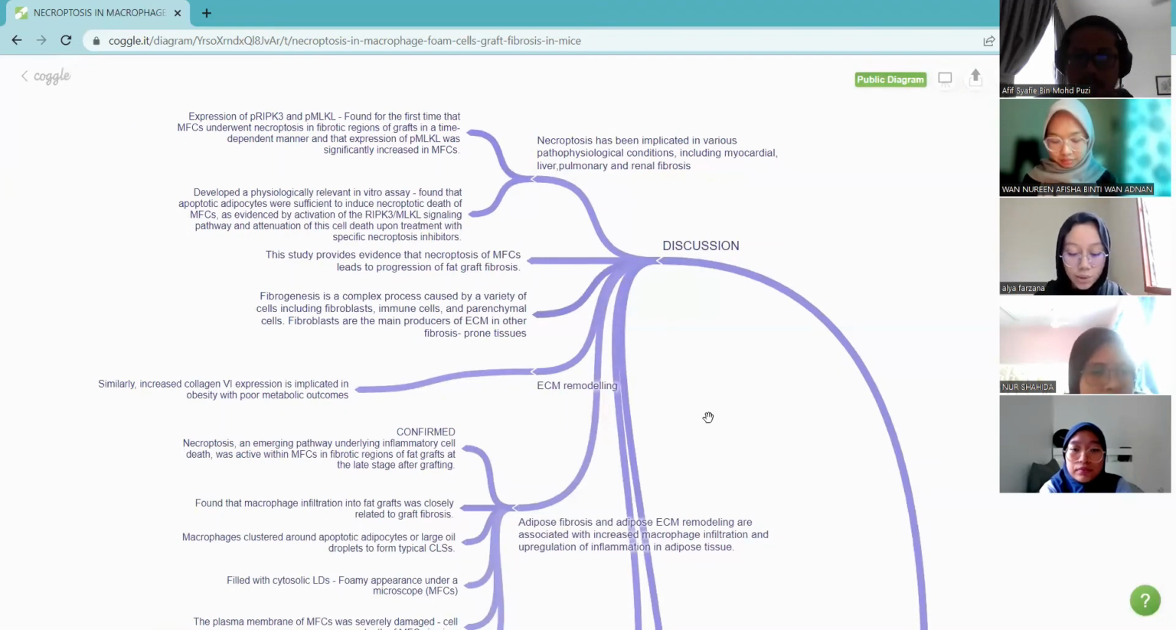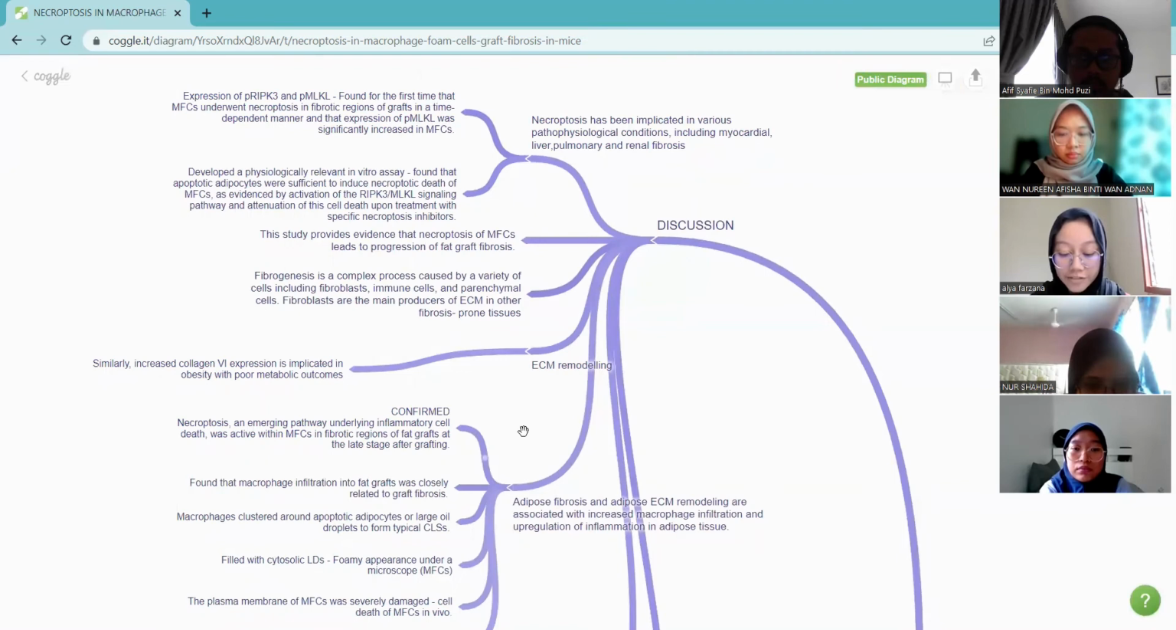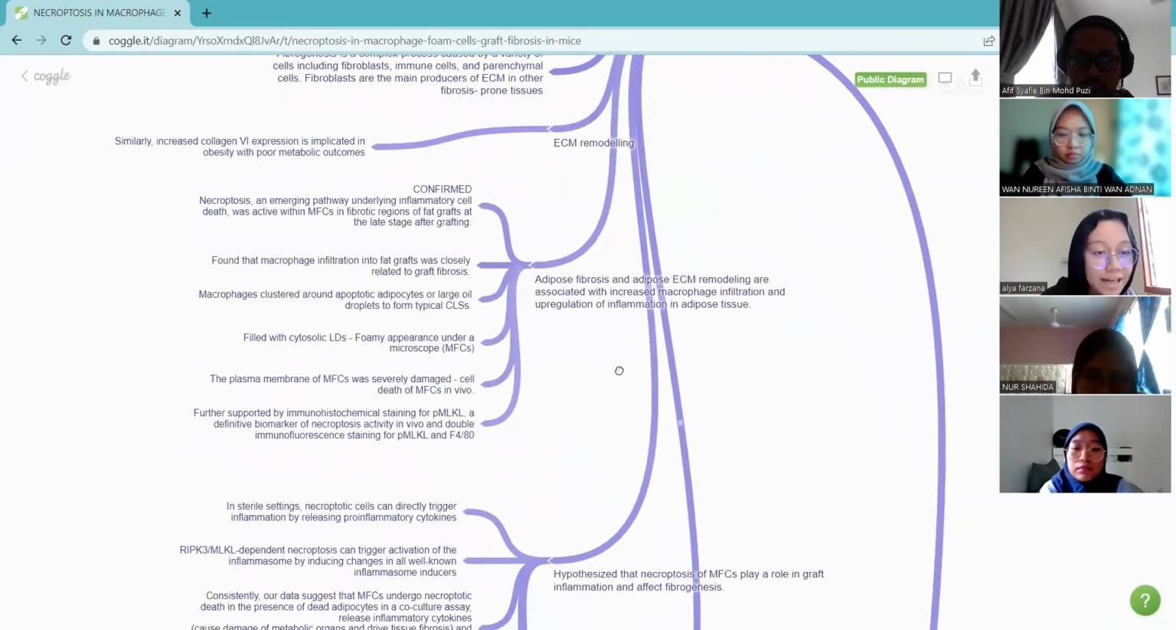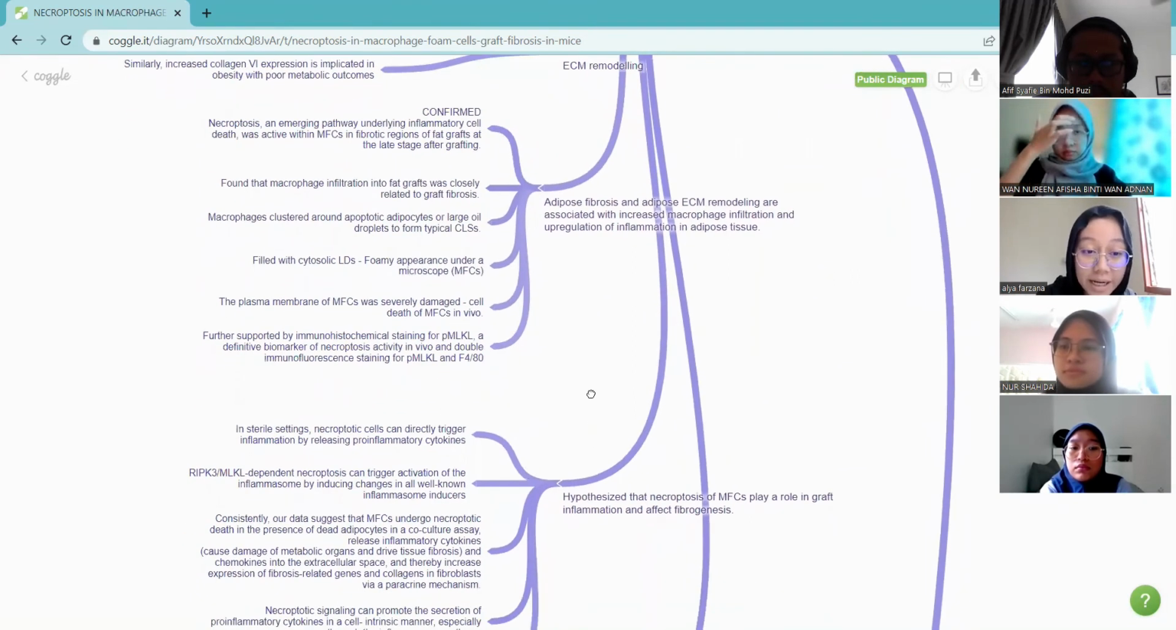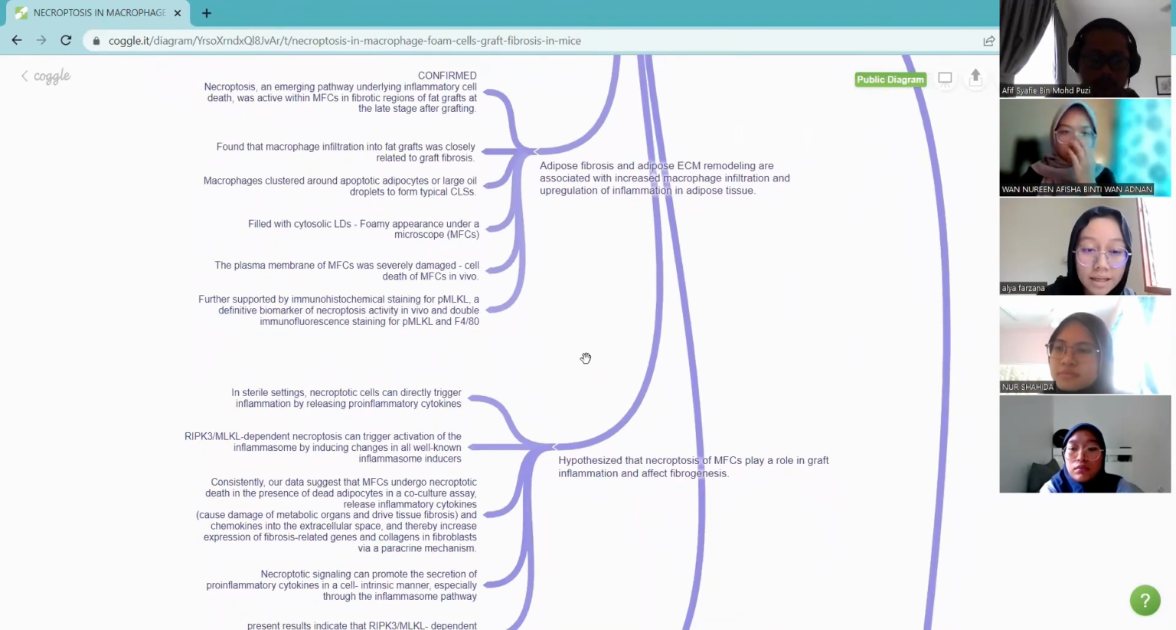Adipose fibrosis and adipose ECM remodeling are also associated with increased macrophage infiltration and upregulation of inflammation in adipose tissue. They found that macrophage infiltration into fat grafts was closely related to graft fibrosis. Macrophages clustered around apoptotic adipocytes or large oil droplets to form typical CLS, SCLS, and the cells were filled with cytosolic LDs. This can be shown by the foamy appearance under a microscope. And then the plasma membrane of MHCs was severely damaged. So this means that cell death of MHCs occurs in vivo.